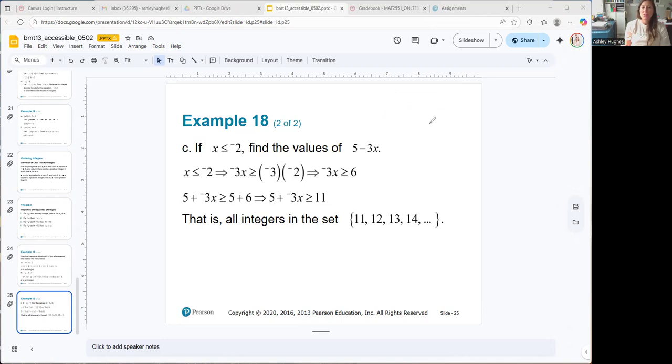Okay, so they're starting off with this. I have x is less than or equal to -2. I'm going to turn it into this expression. So I'm going to multiply by -3 on both sides. Now, when I do this, I have to flip this guy because I'm multiplying by a negative number. So -3x is greater than or equal to +6 because negative times a negative is positive. Then I need to add 5 to both sides. So 5 minus 3x is greater than or equal to 11.